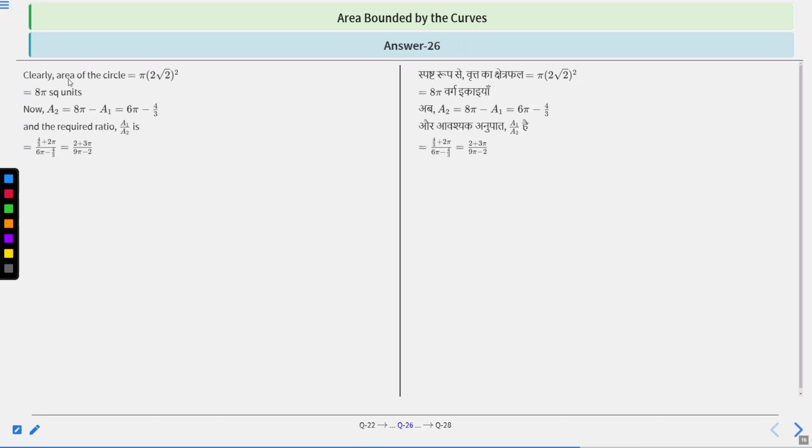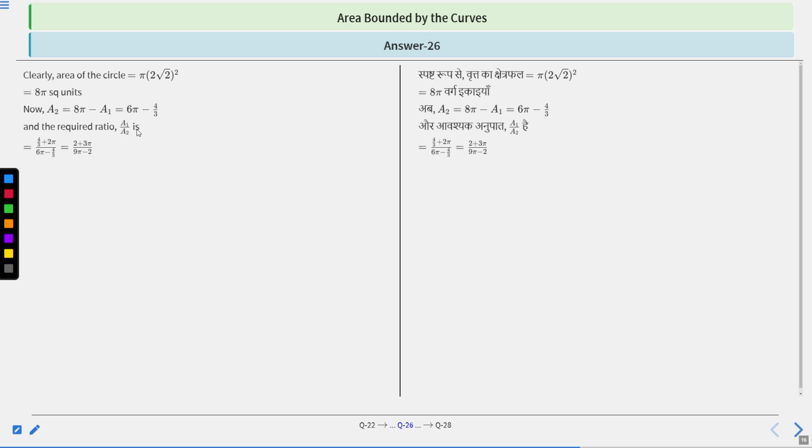We can solve further. Clearly, the area of the circle will be pi r square, which is pi into 2 root 2 square, which is 8 pi square unit. Now the whole area is 8 pi. Therefore, A2 will be 8 pi minus A1, which is 6 pi minus 4 by 3. Therefore, the required area will be A1 upon A2.